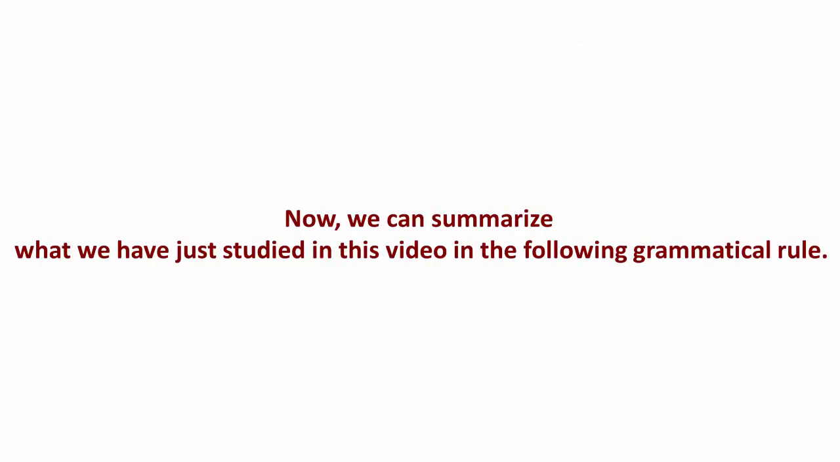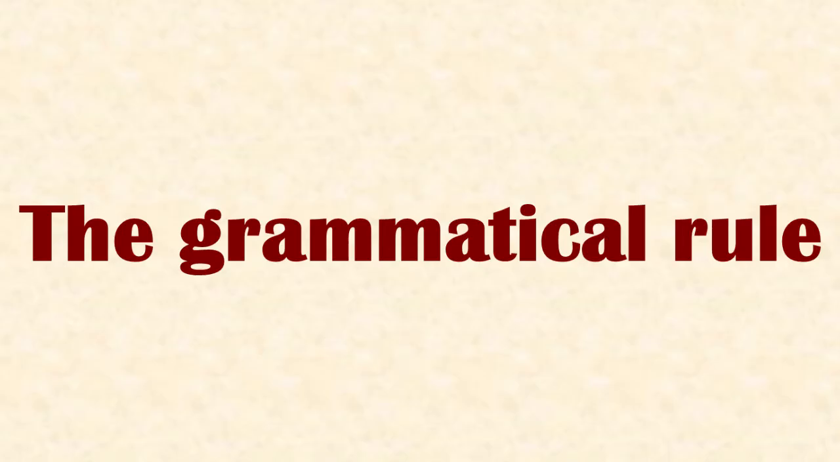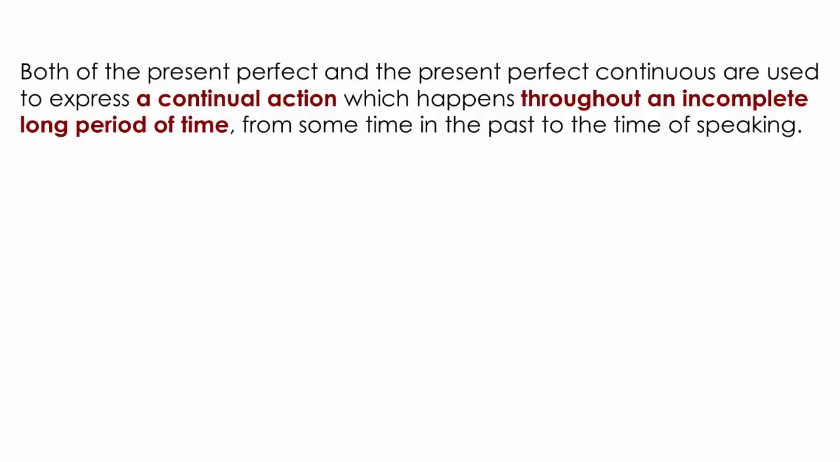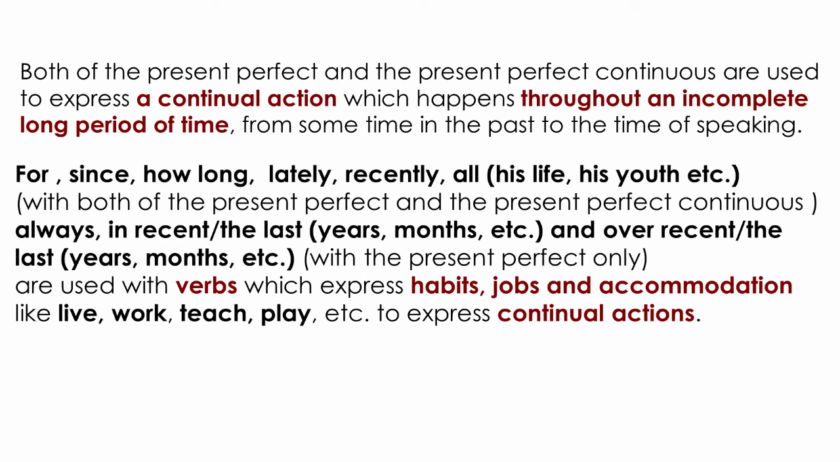Now, we can summarize what we have just studied in this video in the following grammatical rule. Both the present perfect and the present perfect continuous are used to express a continual action, which happens throughout an incomplete longer period of time, from some time in the past to the time of speaking. For, since, how long, lately, recently, all his life, his youth, etc. are used with both the present perfect and the present perfect continuous.